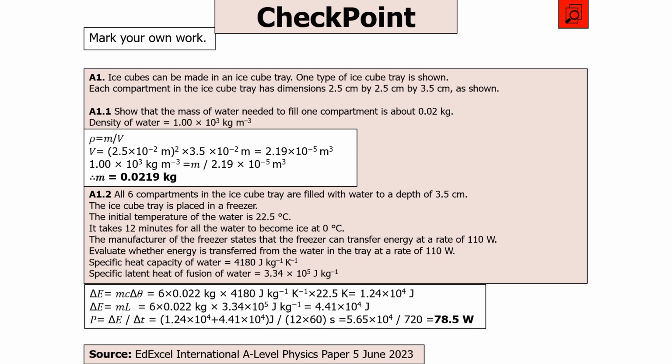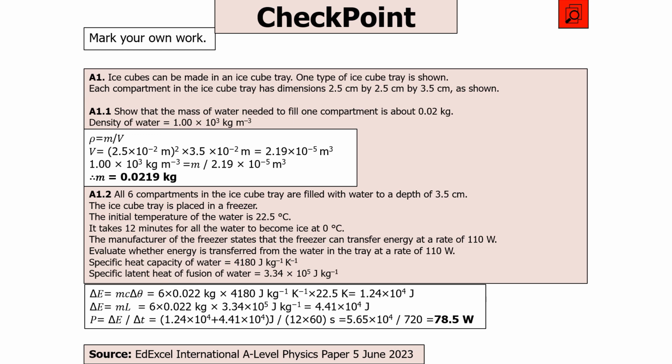In this next one, we can say that the change in energy is mcΔT. Pop it all through. Now again, remember, it is going to be 22.5 because it starts at 22.5 and goes to 0. Pop in all the values, remember there's 6 of them when you're working out the mass, so it's 1.24 times 10 to the 4 joules.